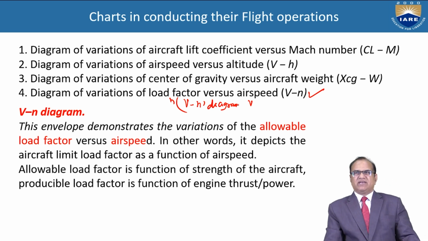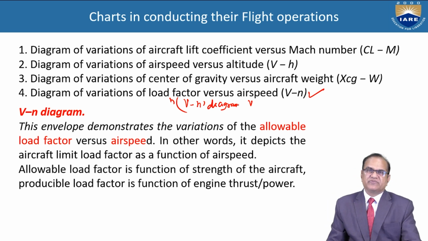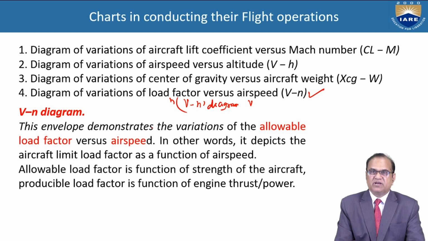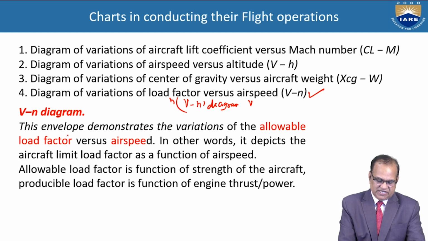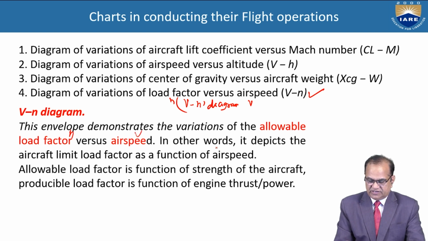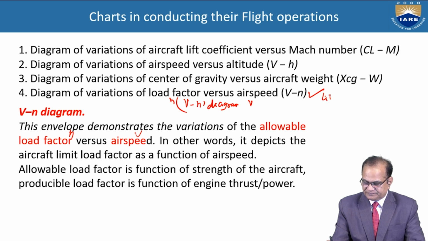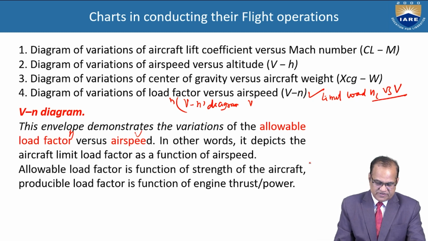So we will be discussing this VN diagram. This envelope demonstrates the variation of the allowable load factor, that is N, versus airspeed V. In other words, it depicts the aircraft limit load factor as a function of airspeed. So limit load factor, N limit, versus velocity of the aircraft.